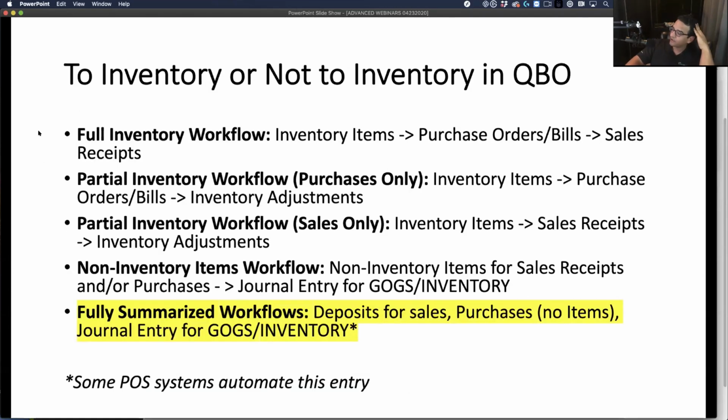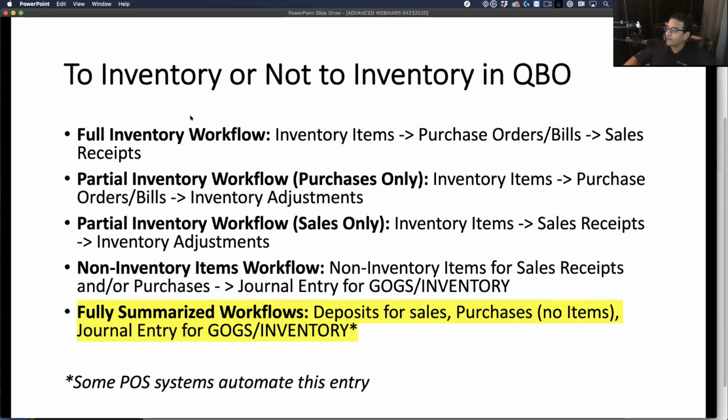So let's do the next method, which is partial inventory workflow, sales only. So for that part, you also create inventory items. You only do sales receipts, and then you do inventory adjustments against it. So it's just basically, I'm not going to show it, but same workflow. You only enter your sales receipts, and then you adjust your inventory valuation based on what that final count is, and you will not have any actual purchases in there.